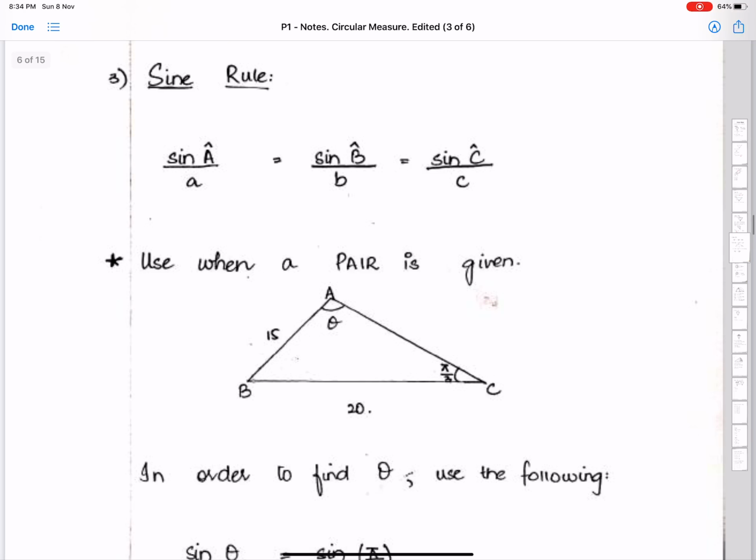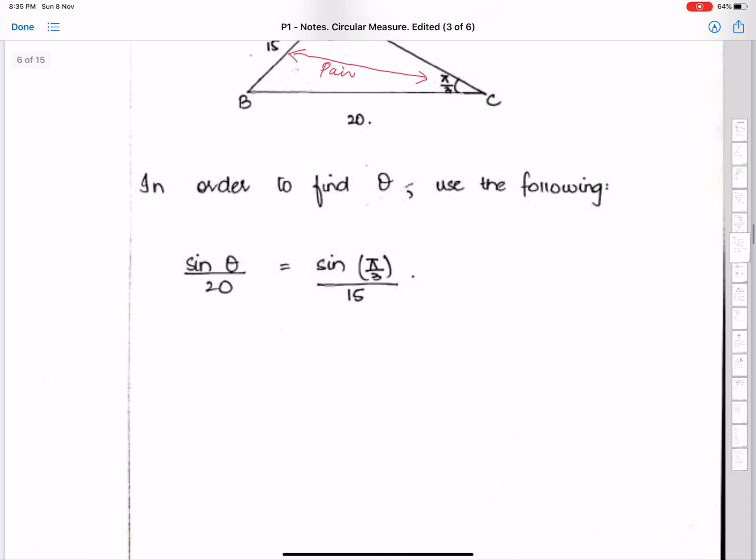Sine rule. You have done sine rule in O levels. We use sine rule when a pair is given. Pair means a side and its opposite angle. If both are known, then this thing is known as the pair. So when a pair is given, then always use sine rule.